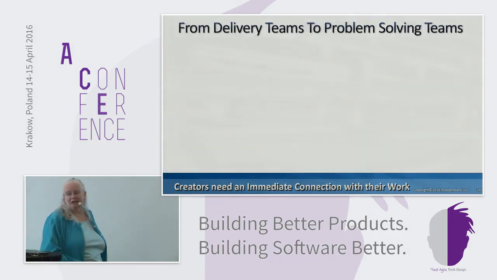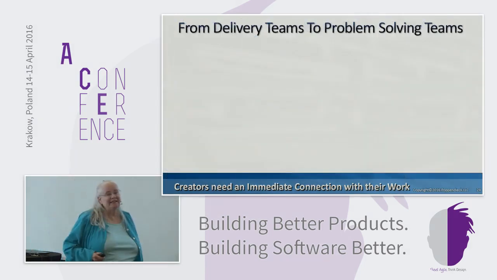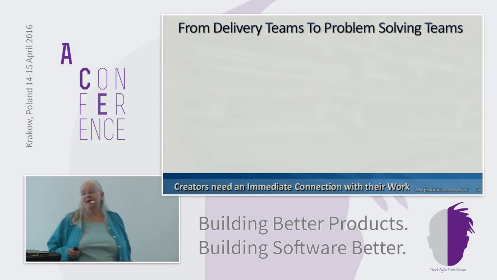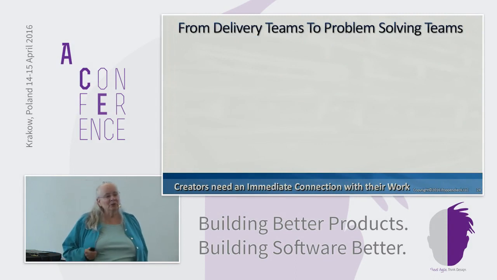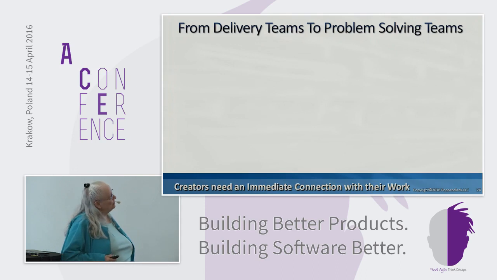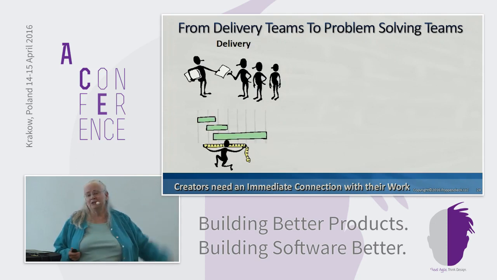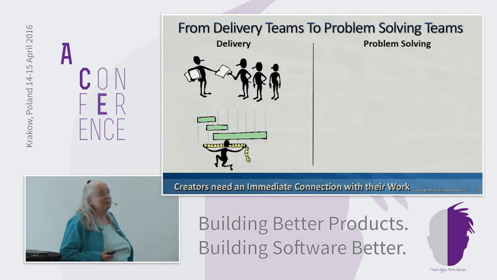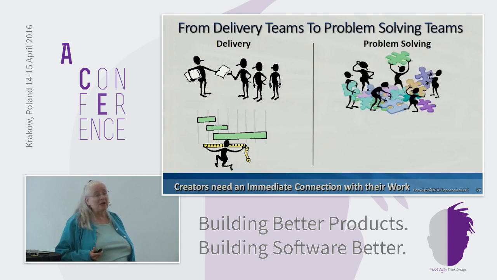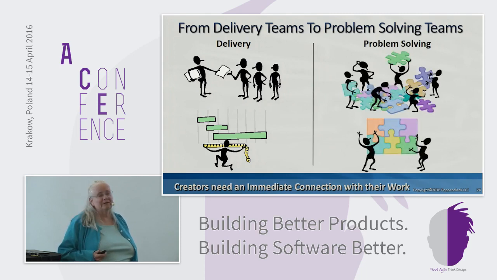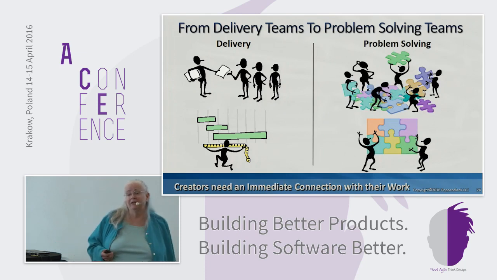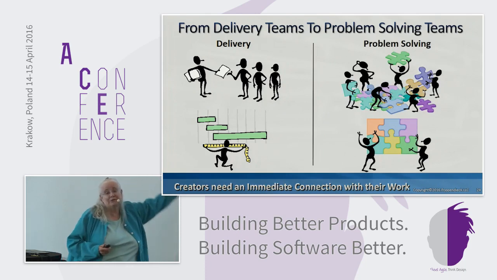So let's take a look at what we really need to think about. We have to stop having delivery teams. We need to start having problem-solving teams. Okay, here's a delivery team. You get instructions, and they are carried out, and you're measured against whether or not you did it, versus what we really need to have today. You have a problem, and you figure out how to solve it. This is so much more fun, and it taps the creativity of everybody involved, not just one person giving out instructions.